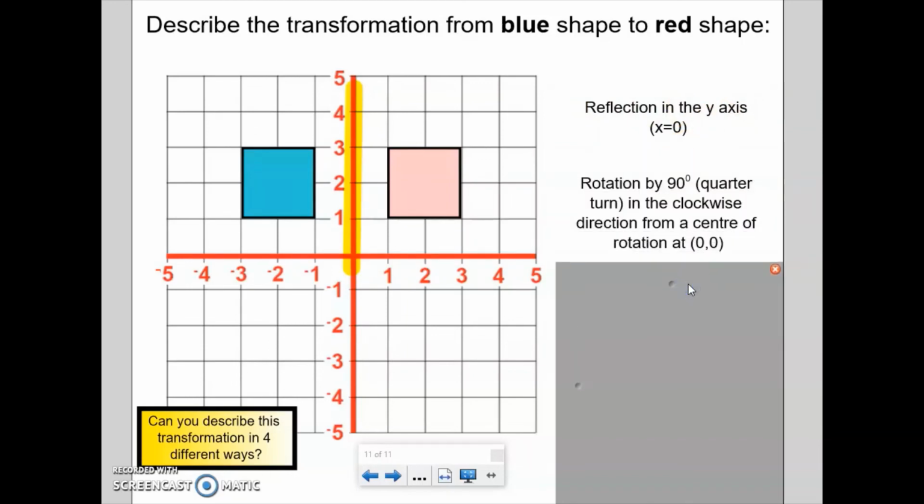So we could state it was a reflection in the y-axis. We could have called this a rotation by 90 degrees in the clockwise direction from a center of rotation at 0, 0. So if this was your center of rotation, the origin, this shape has been rotated 90 degrees in this direction. Remember, we could also have described this as an anti-clockwise 270 degree rotation. So there's a further explanation we could have given.